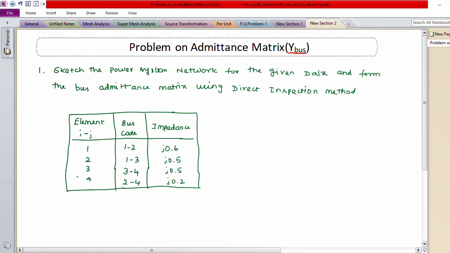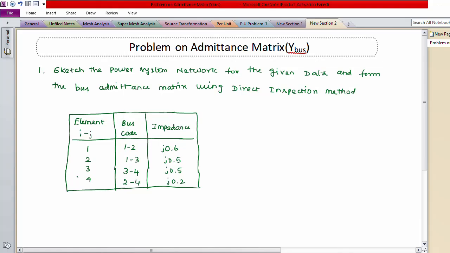Welcome to the lecture. Today we are going to see the problems on admittance matrix. Here we are going to solve the problem for admittance matrix using direct inspection method. Let us see the example. Sketch the power system network for the given data and form the bus admittance matrix using direct inspection method.